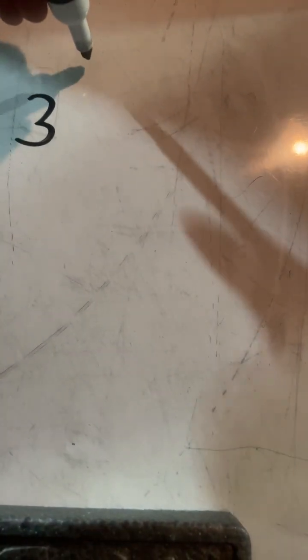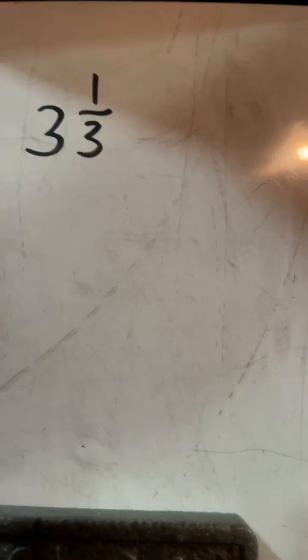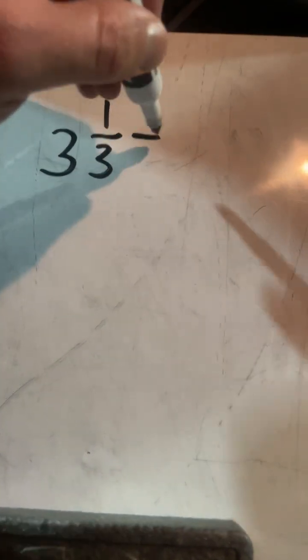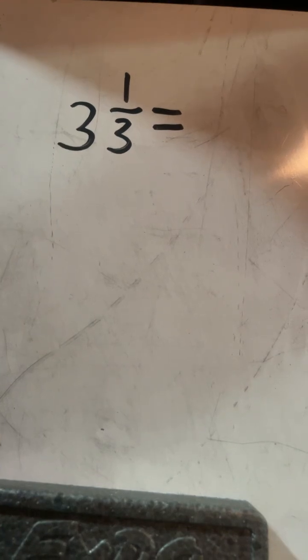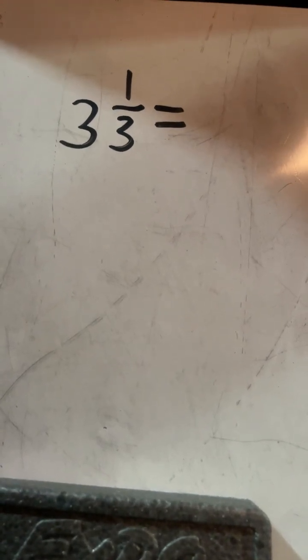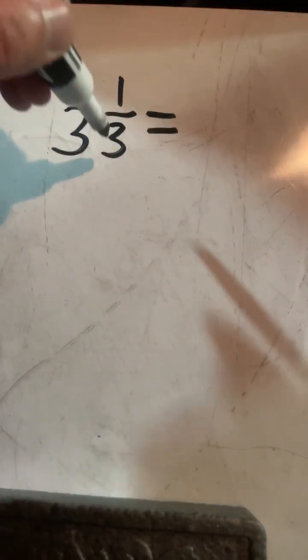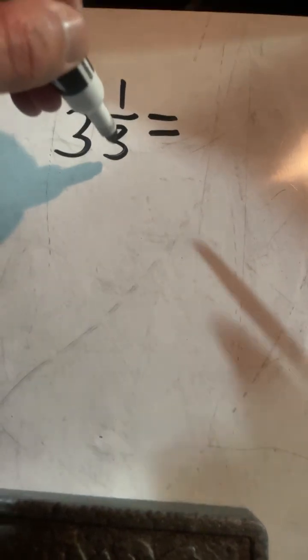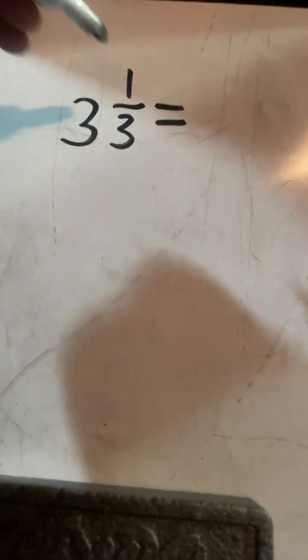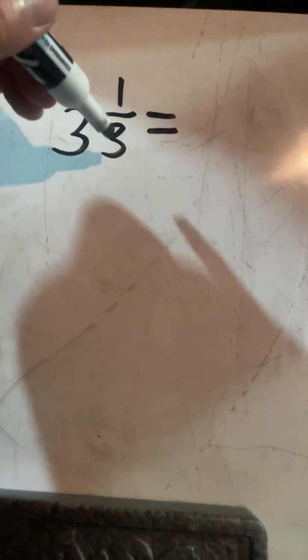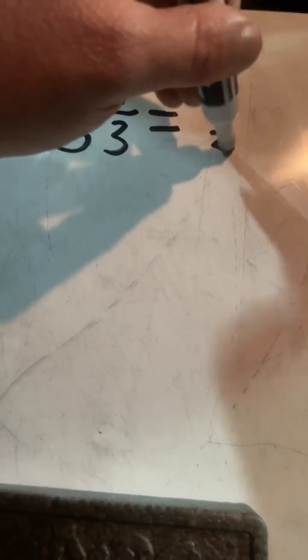3 1/3. Step one, when converting this mixed number to an improper fraction, whatever the denominator is in the mixed number, we keep that the same when we're converting it to an improper fraction. So 3 1/3. We look at the fraction with the mixed number. 3 is the denominator. That's going to stay the same.